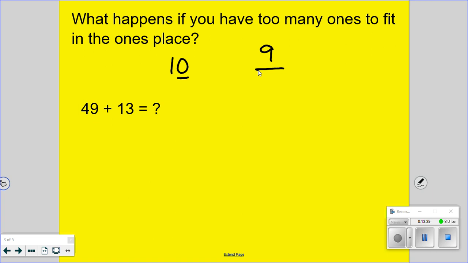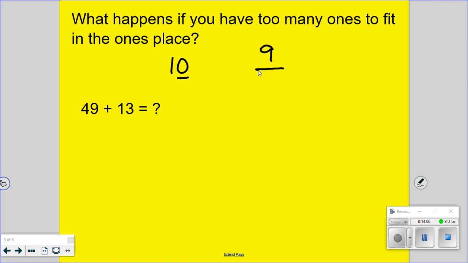I went to nine, and now I made 10. I went up a number. Thanks for raising your hand. What do I do with those ones? Make the tens or hundreds place bigger. Yeah, we do something. You carry the one. You just put it there.